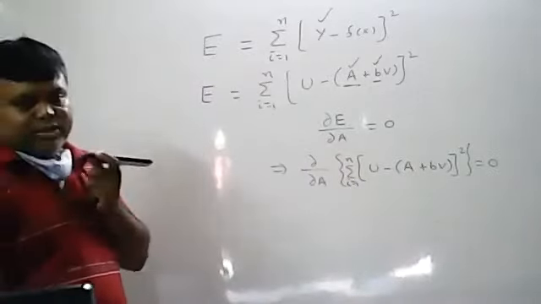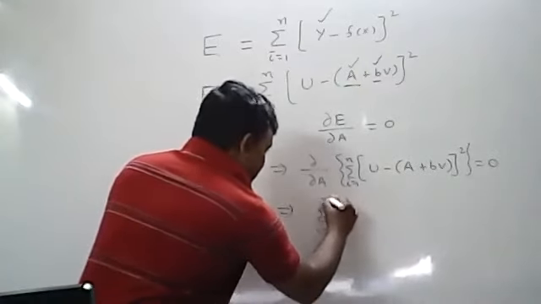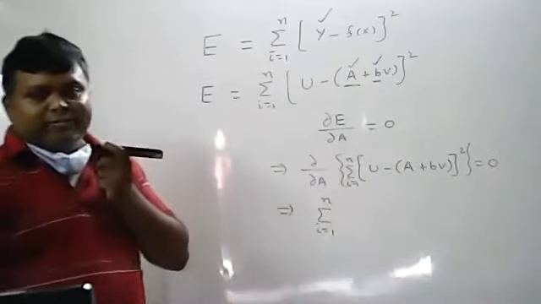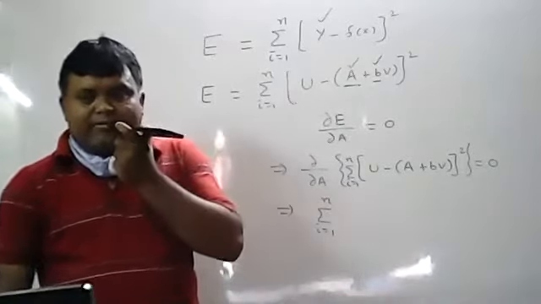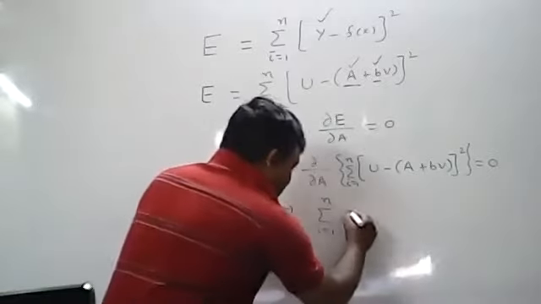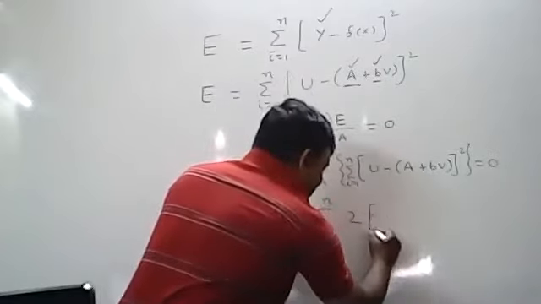Summation is a constant that should be separated. Summation i equals 1 to n. All of you know x power n partial differentiation. X power n partial differentiation is n into x power n minus 1. So n into x, which means this is the total value of x. That means what is the value?